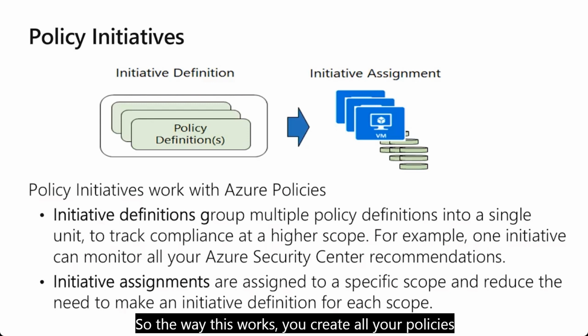So the way this works, you create all your policies, so all those individual settings, and they might be related. Like, I want to have a VM creation definition or an initiative. You put them all in that initiative, and then you apply that initiative to the scope you want to apply it. Remember our hierarchy from Module 2? We have management groups, subscriptions, and resource groups. That's where we can assign our initiatives to. And it makes it very easy for us to control how users can create.